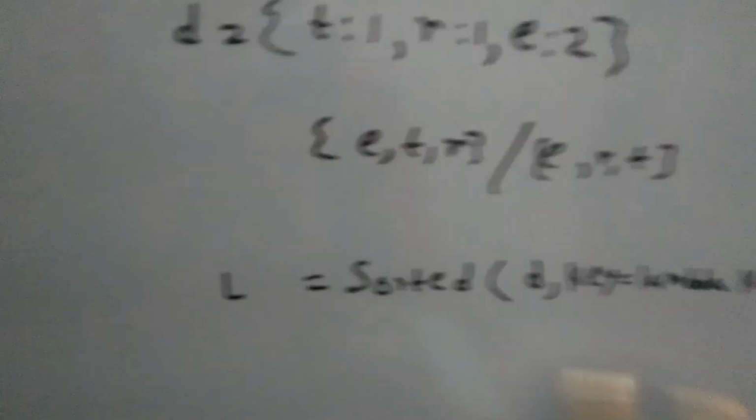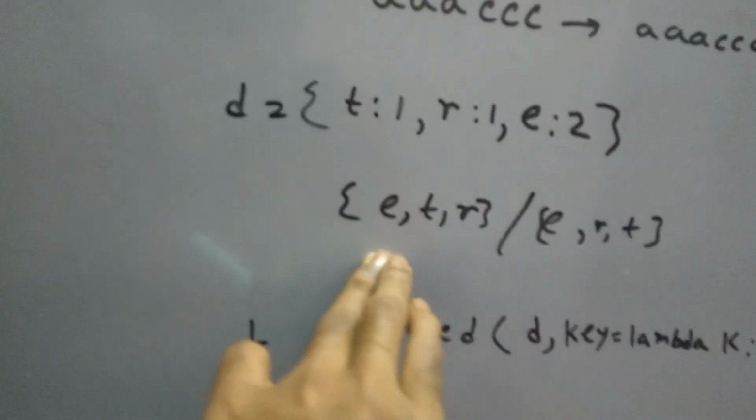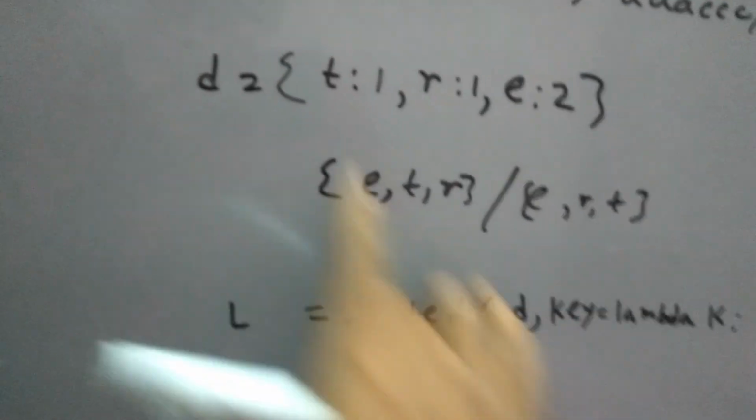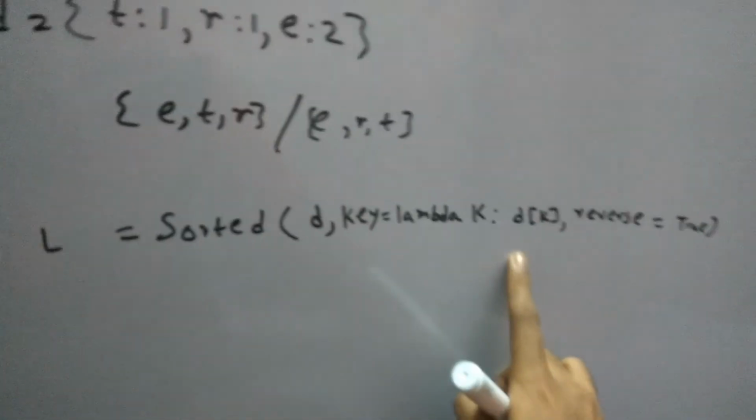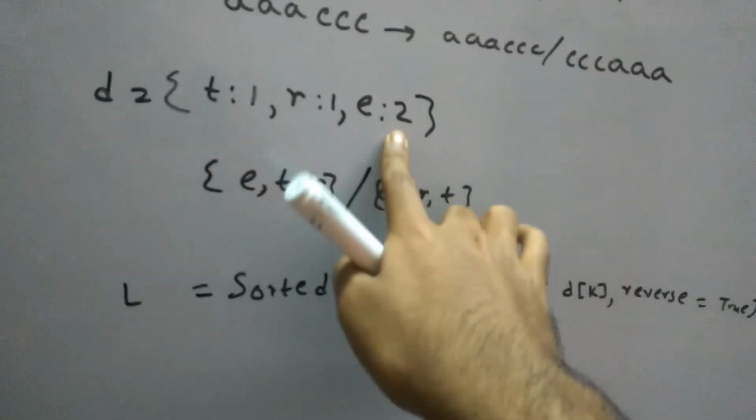It will return a list which will be either this one or this one. How are we getting this one or this one? It first takes the dictionary D, then the key over here is the occurrences of each letter. So which letter has the most number of occurrences?